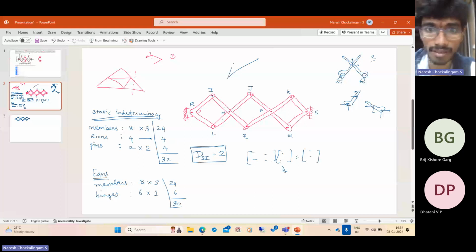Now always with superposition. First, I can consider the vertical forces, and in the second case, I can consider the horizontal forces. So in the first case, let me consider only the vertical forces. And in the second case, let me consider only the horizontal forces.